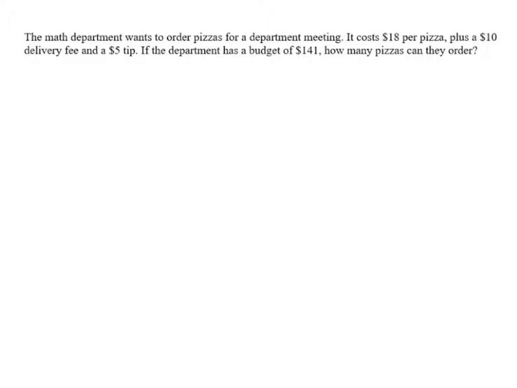In this problem, they're asking us to find how many pizzas they can order, so we're going to let that be x. Let the number of pizzas they can order be x. And that's the only thing they're asking us to find, so that's going to be our only let statement. Now, we have 4 other numbers in this problem, and we somehow have to combine all of them into an equation that models the situation.